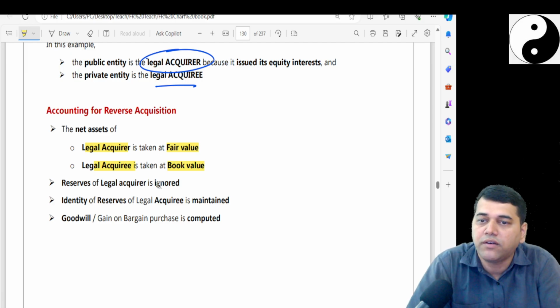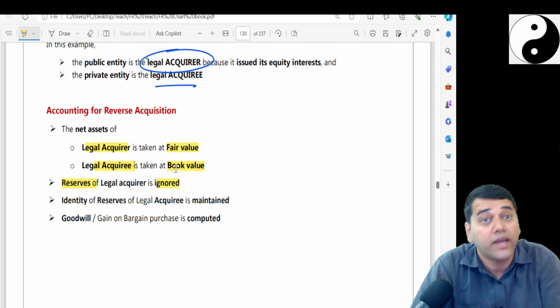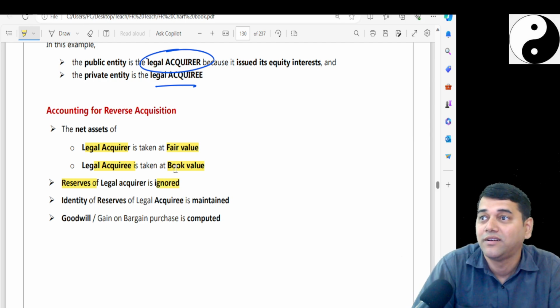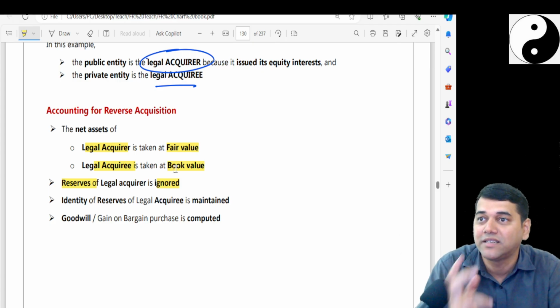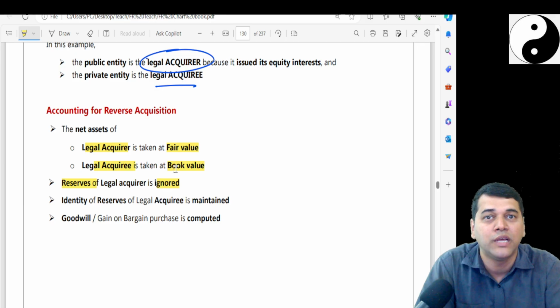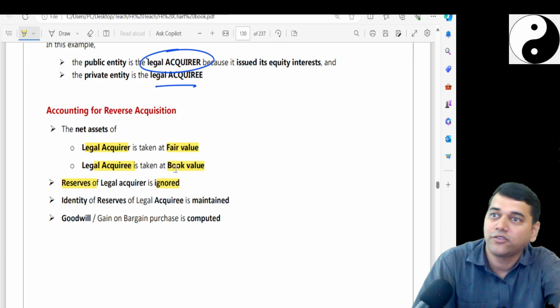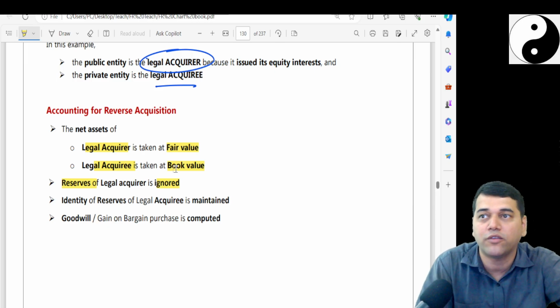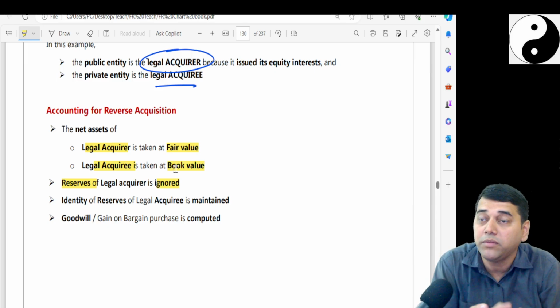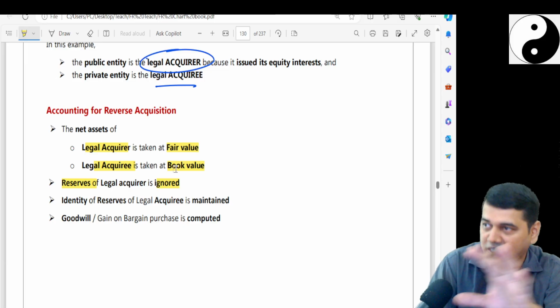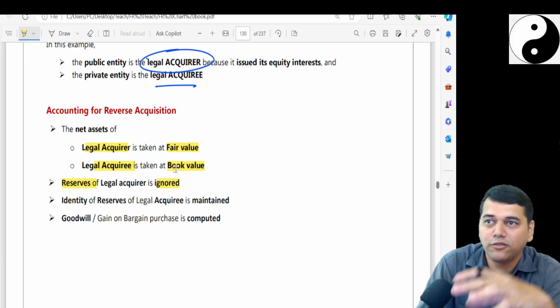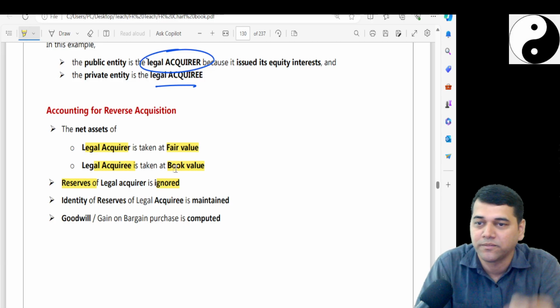Reserves of the legal acquirer are ignored, but reserves of the legal acquiree are taken as they are, which doesn't normally happen. We never took the reserves before; we always took the net assets of the acquiree. But here, reserves of the acquiree will come, share capital of the acquiree will come. The problem is that the share capital of the acquirer comes with a different structure. I'll show you. It is not even the share capital of the acquiree here.